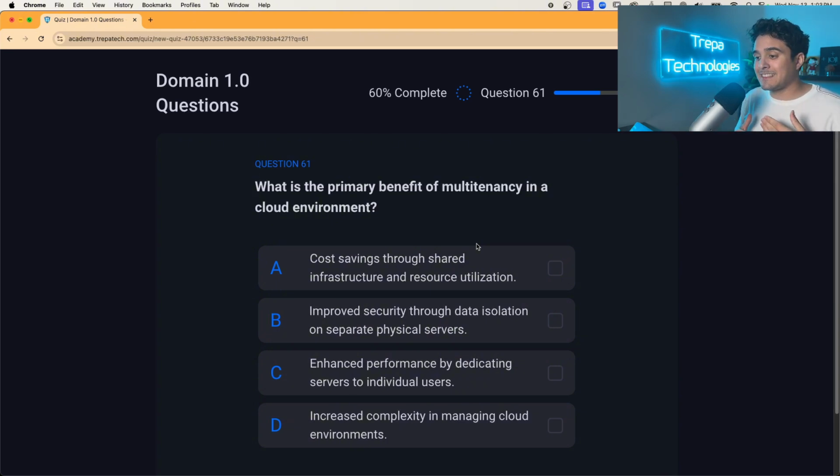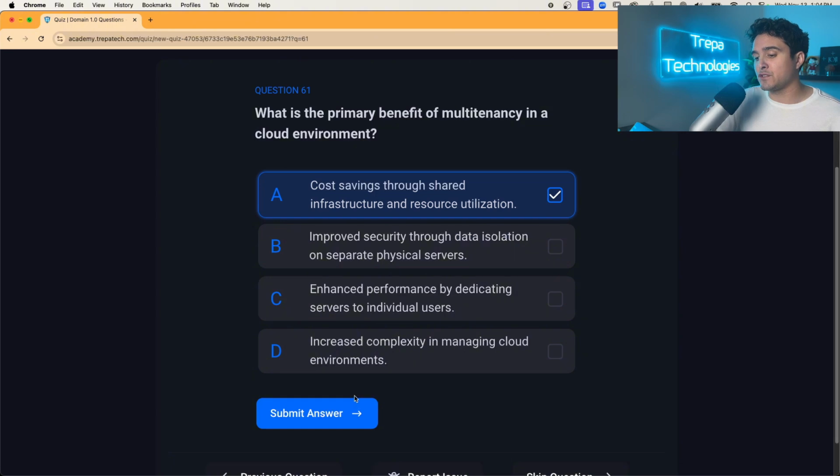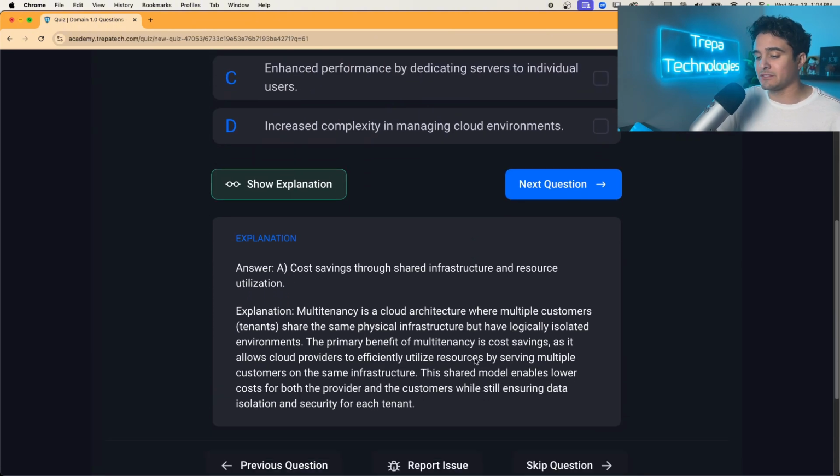So with that, there's a cost savings to it, right? So what is a benefit? It's not going to be the increased complexity. It's not going to dedicate servers to individual users. That's not multi-tenancy. That'd be single tenancy or like a private cloud solution, or not even a cloud solution at all, right? Maybe renting data center rack space, which is not a cloud thing. Improve security through data isolation? No, it doesn't have that at all. So we're going to go with A here. Cost savings through shared infrastructure and resource utilization. Go ahead and pause the video if you'd like to read the explanation.